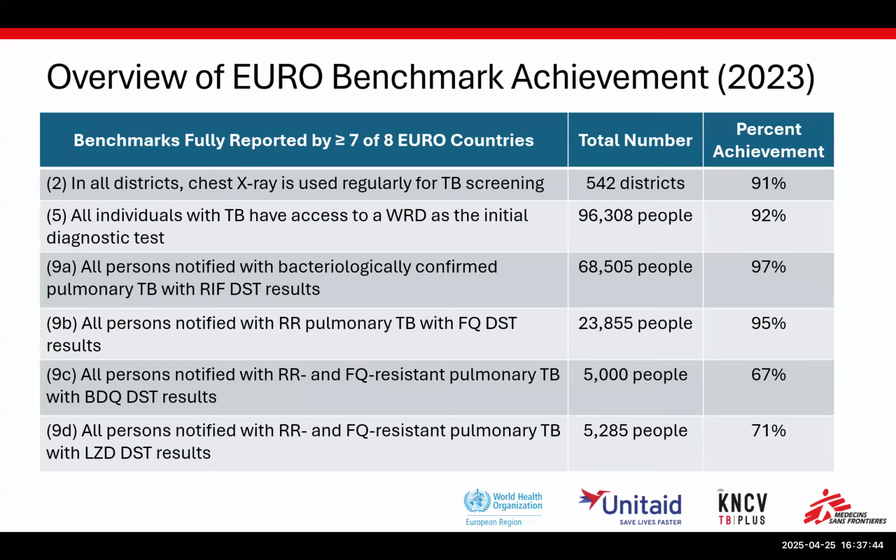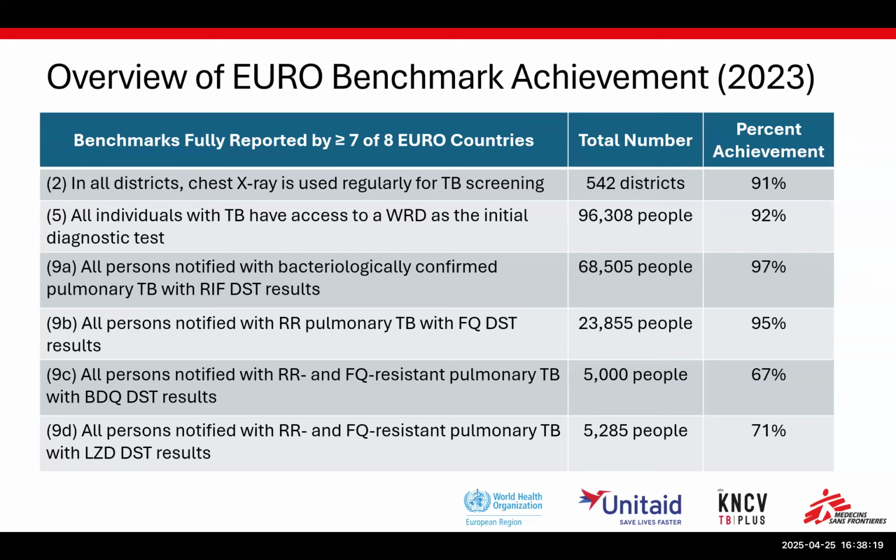So quickly to review, this was the performance reported. For benchmark 2, in all districts, chest X-ray was being regularly used for TB screening across 91% of 542 reported districts. For benchmark number 5, all individuals with TB have access to WRD testing as the initial diagnostic test. This was reported as 92% achievement, which is great and reflected a total of 96,308 people in the region.